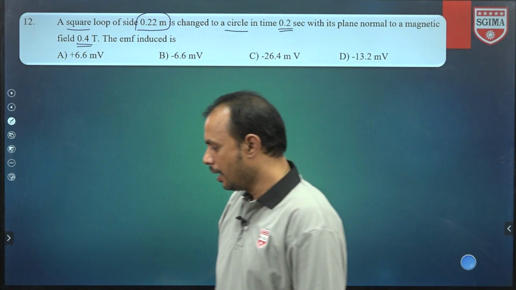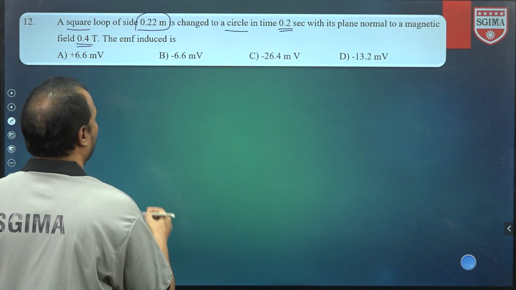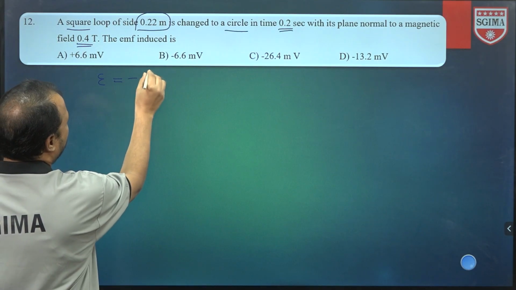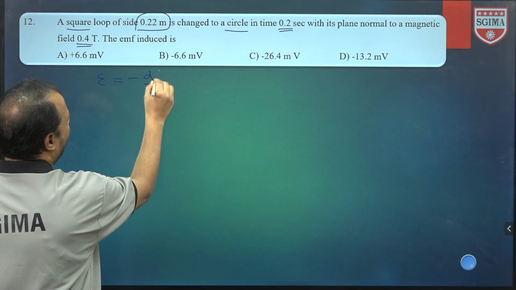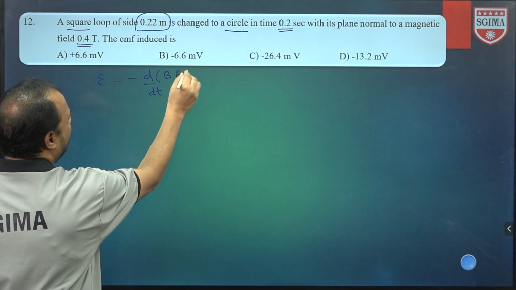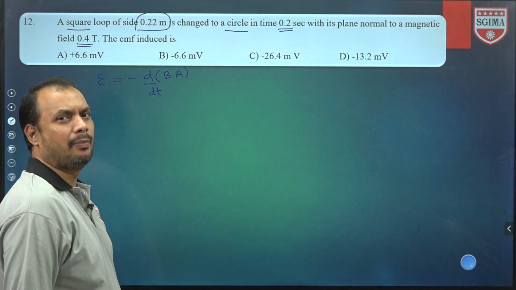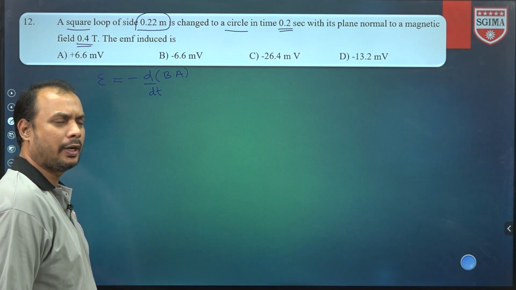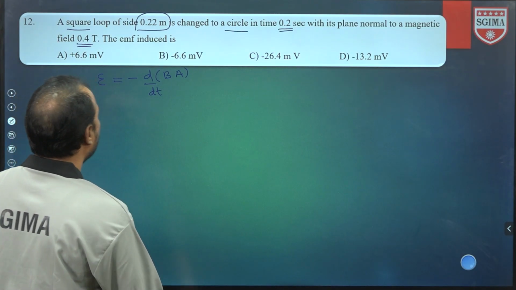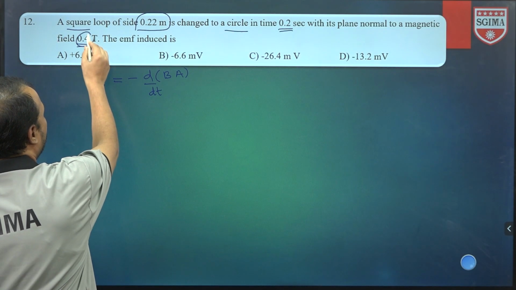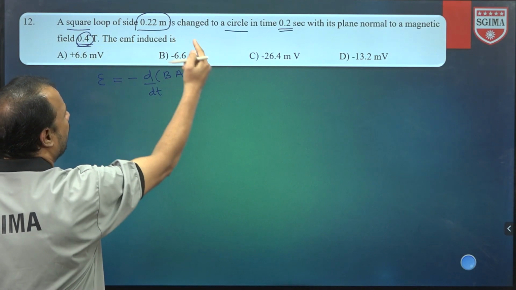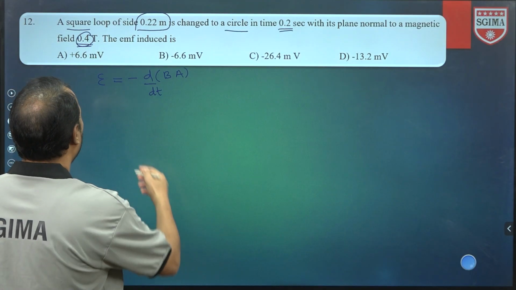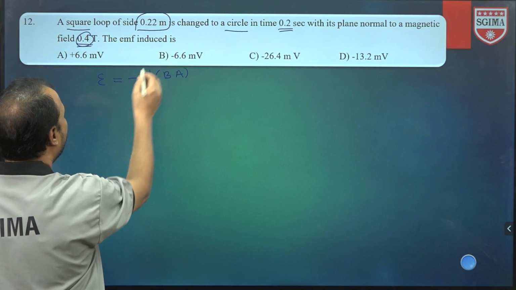According to Faraday's law, the induced EMF is written as minus d by dt of phi, which is magnetic field into area. If the number of turns is given, you have to consider it. In this question no number of turns is given, so I take only one turn in the loop. The magnetic field is kept constant, but the square loop is changed to a circle, so the area is going to change. So first I calculate the area.